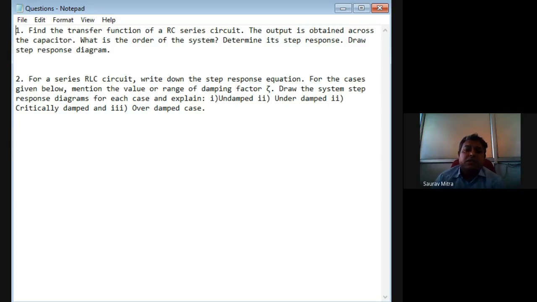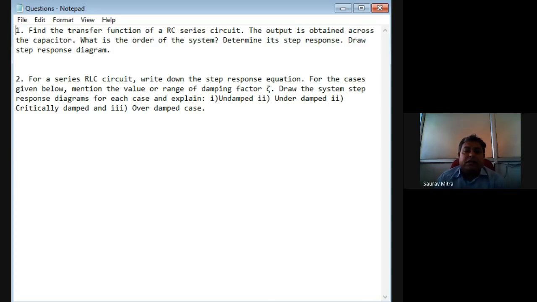So when zeta is equal to 0, it is called undamped. When zeta is in between 0 to 1, it is called underdamped. When zeta is equal to 1, that is the best step response we obtain, which is called critically damped. And if zeta value is greater than 1, at that time it is called overdamped. So zeta 0 undamped, zeta between 0 to 1 underdamped, zeta equal to 1 critically damped, and zeta greater than 1 overdamped system. We will find that the undamped system is fastest and the overdamped system is slowest as far as step response is concerned.